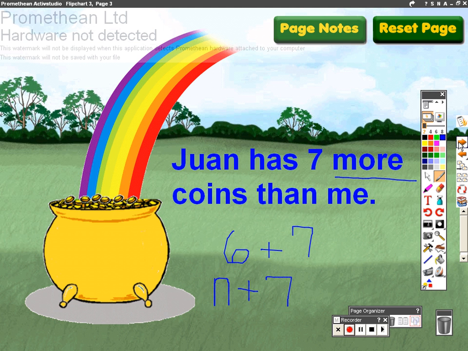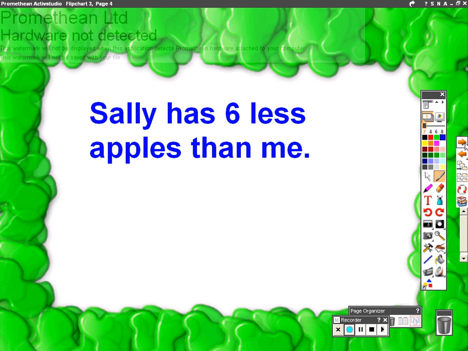Now, an easier one would be, I could ask you for the sum of two numbers. So, the sum of a number and 7 would be n plus 7. That's another way we would see this one. Okay, this is trickier. Sally has 6 less apples than me. So, let's give Sally a number just to start off the problem. We don't know how many Sally has. Let's say I have 10 apples. If I have 10 apples and you wanted to find out how many Sally had, well, she has 6 less than me. So the operation I'm going to use is subtraction.